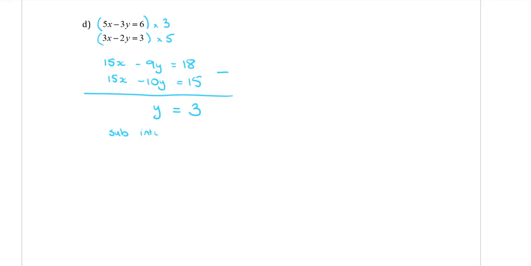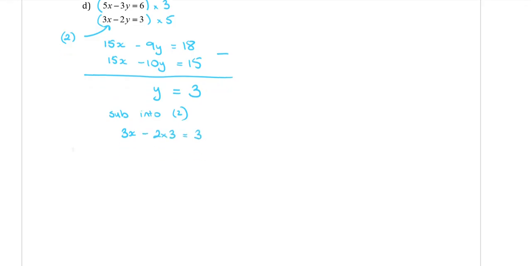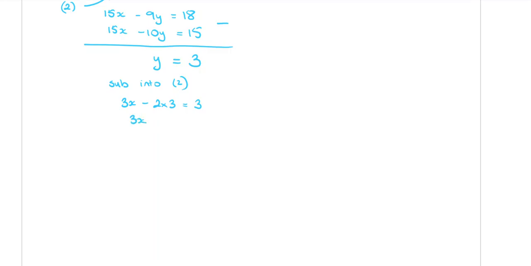Sub into, and we have to choose something to sub into. Let's sub into that equation. We'll call that one equation 2. So sub into equation 2. So that would be 3x minus 2 times 3 equals 3. 2 times 3 is 6. And now solving the equation. 3x equals 9. Dividing by 3, we get 3. And the solution is 3, 3.